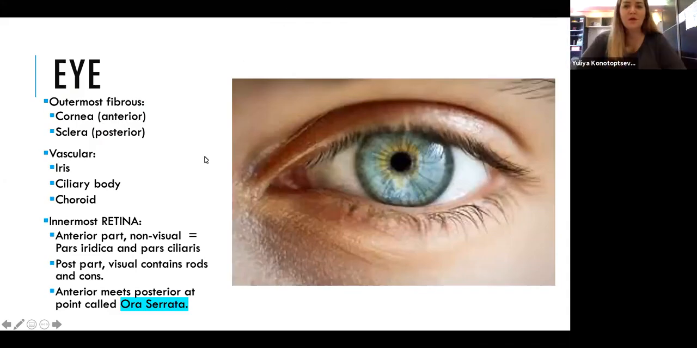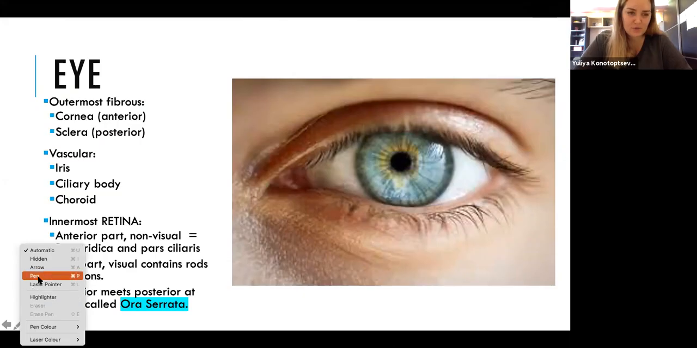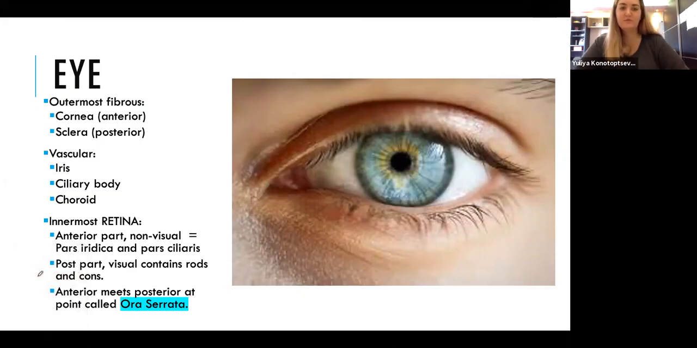Yeah, it started. Okay, so let's begin to talk about the eye itself. First of all, your eye is going to consist of three parts. We have the outermost region. Typically, it is fibrous in consistency. This is going to be the cornea and sclera.